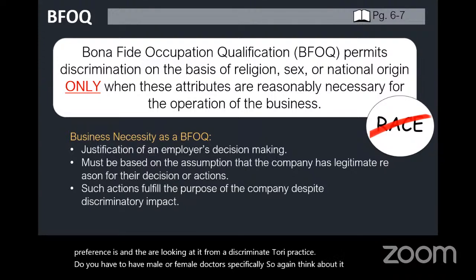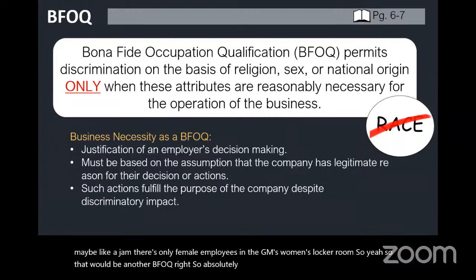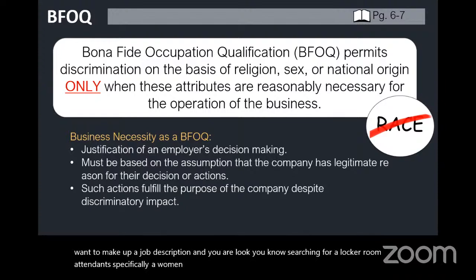Brooke says maybe like a gym. There's only female employees in the gym's women's locker room. So yeah, that would be another BFOQ, right? So absolutely, that would probably fit the description. If you were to make up a job description and you were searching for a women's locker room attendant, you're probably going to be looking for a woman to fulfill that position.